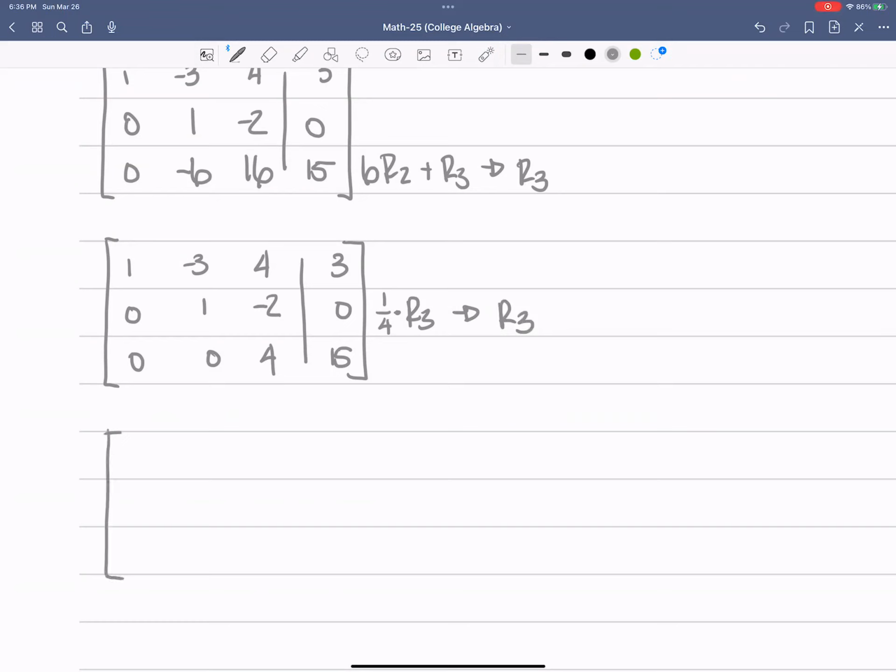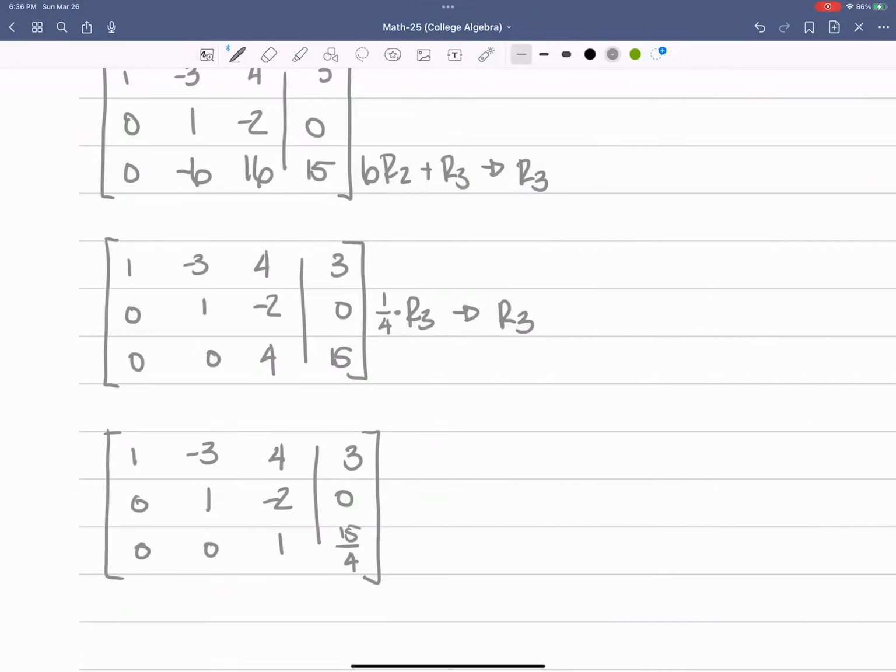Row 1 and 2 are not being manipulated whatsoever, so we're going to just copy those down. 0 divided by 4 is 0. 0 divided by 4 is 0. 4 divided by 4 is 1. And 15 divided by 4 doesn't reduce, so we're just going to leave it as 15 over 4. And there we go.